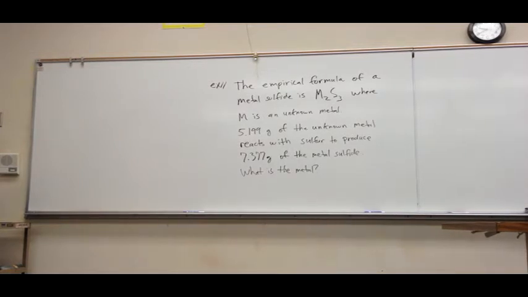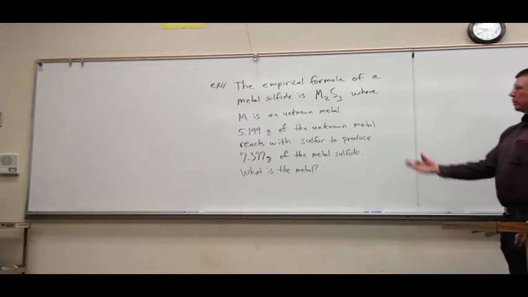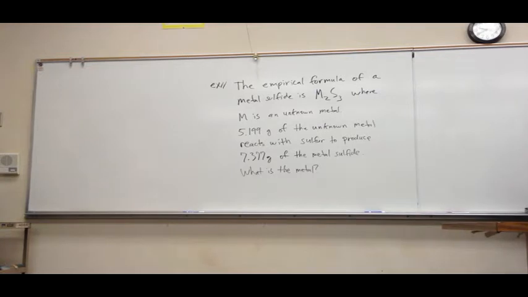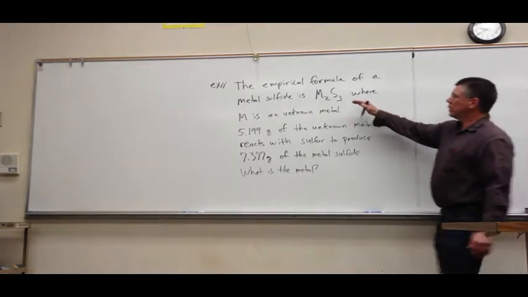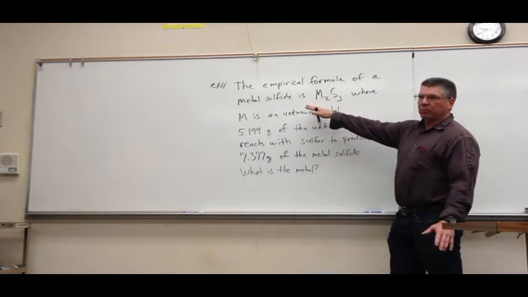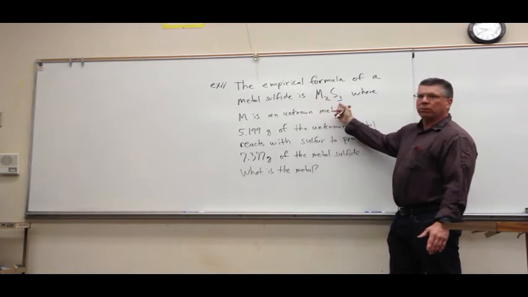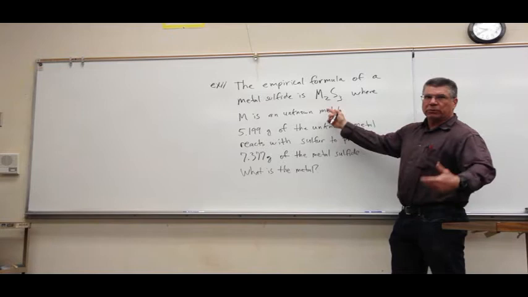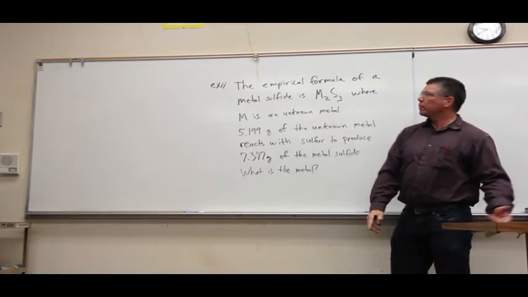So what we're doing here is we're going to use an empirical formula to figure out basically the atomic mass of an unknown metal. Do you understand the notation here? So you make a metal sulfide. You know the empirical formula is this. There's 2 metal atoms for every 3 sulfur atoms. You just don't know what the metal is yet.